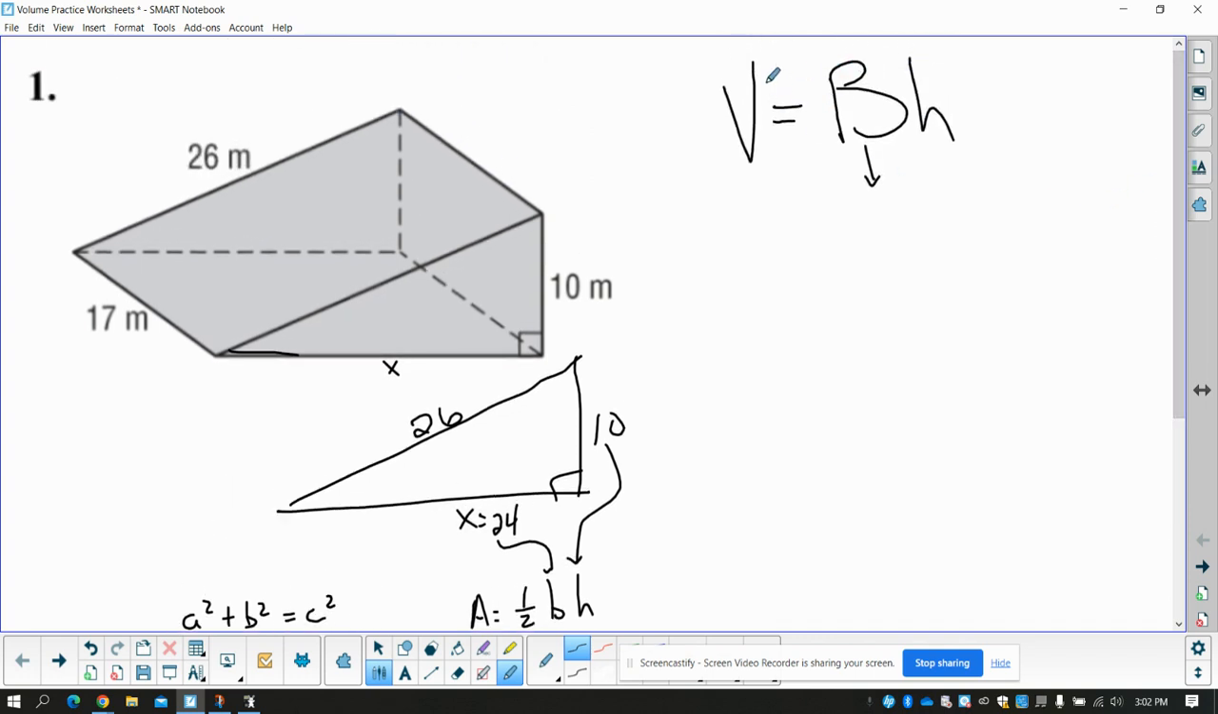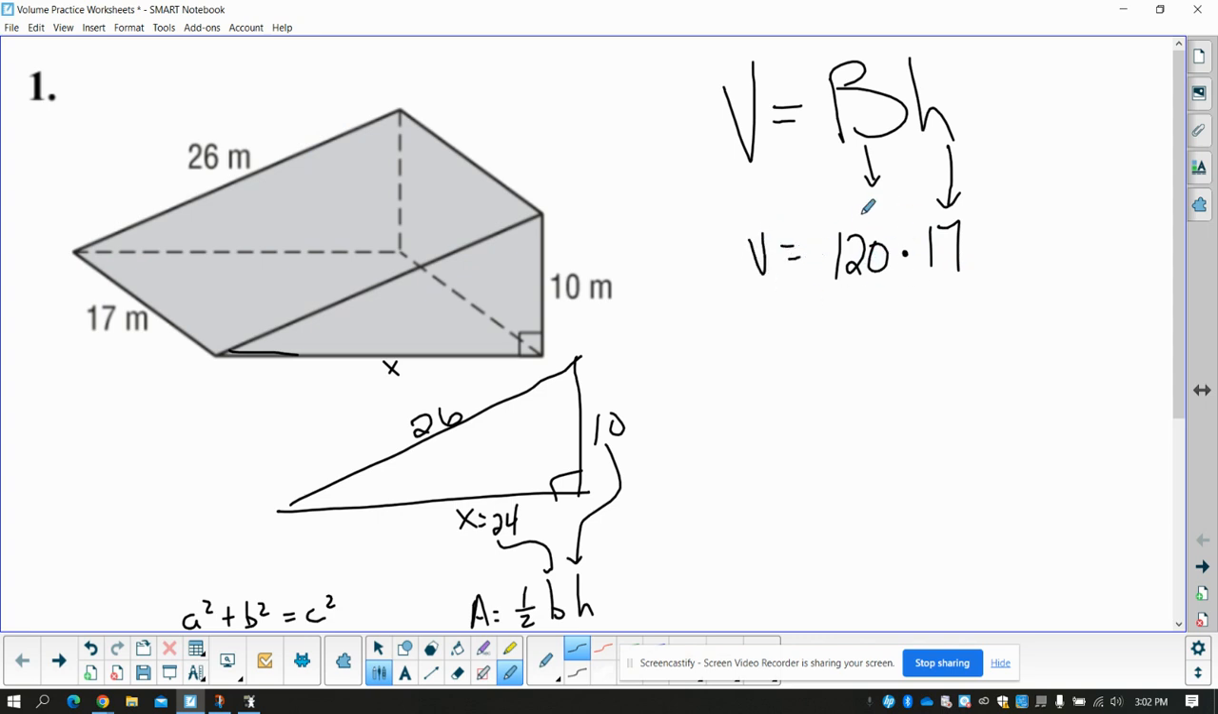So let's go back up here. The volume of this prism is the area of the base, which I just found was 120, times the height of this prism. Now the height of the prism in this case is this 17. This prism is laying on its side, okay? Since the bases are the two triangles, this would be the height. So we'll put a 17 right there.